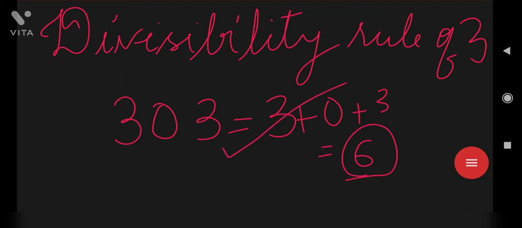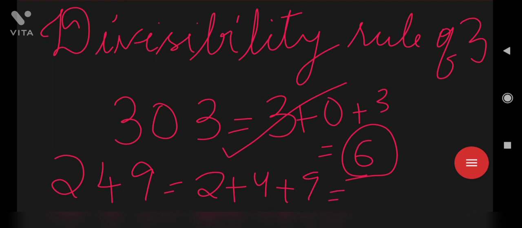And for example, you take 249. So 2 plus 4 plus 9 is 11, 12, 13, 14, 15. So 15 is divisible by 3, hence this number is divisible by 3.